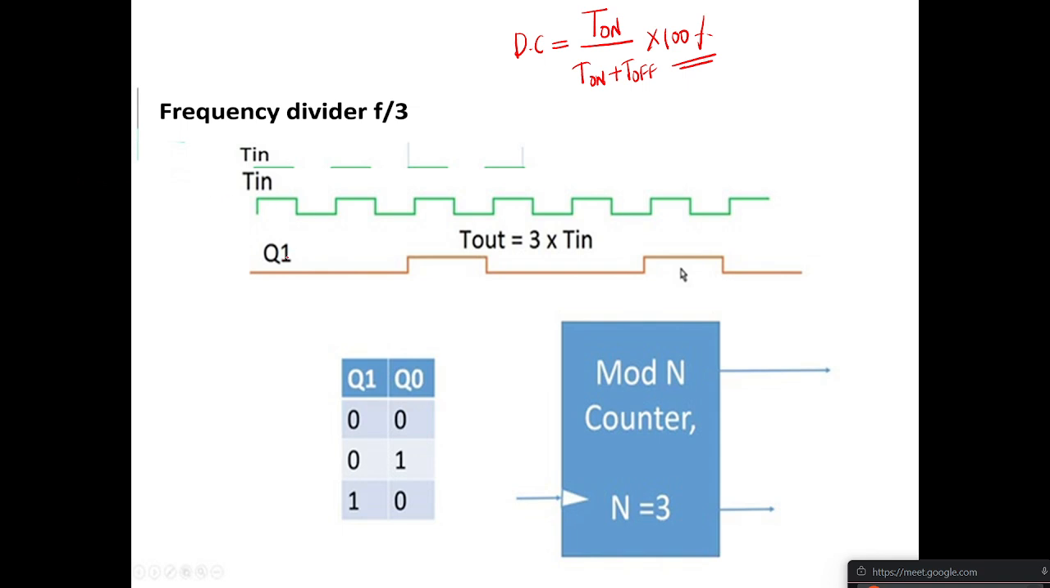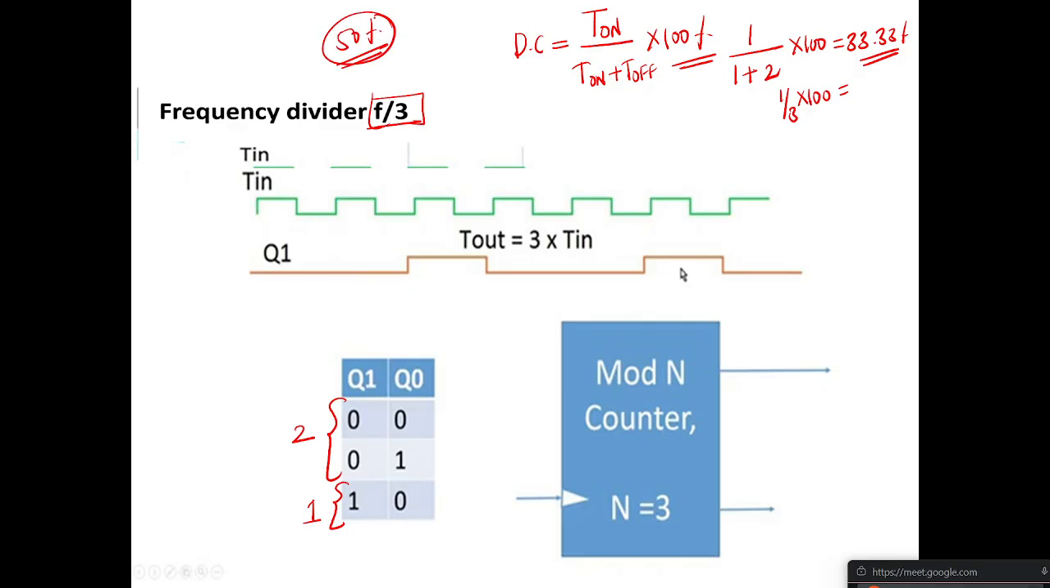So when you are dividing, that means when you are using this frequency divided by 3, the output will be off for how many clock cycles? 2 clock cycles. And on for how many clock cycles? 1 cycle. So if you calculate 1 by 1 plus 2 into 100, how much are you getting? 1 by 3 into 100, that is 33.33%. But actually you need a 50% duty cycle.